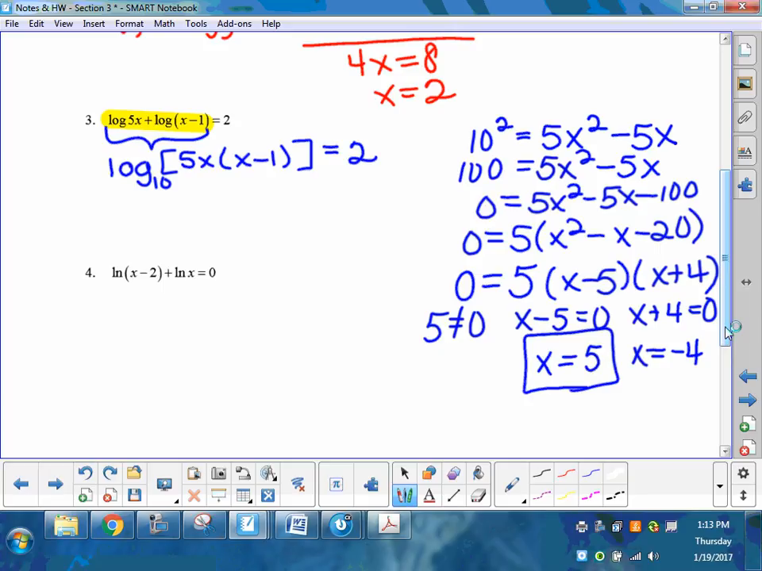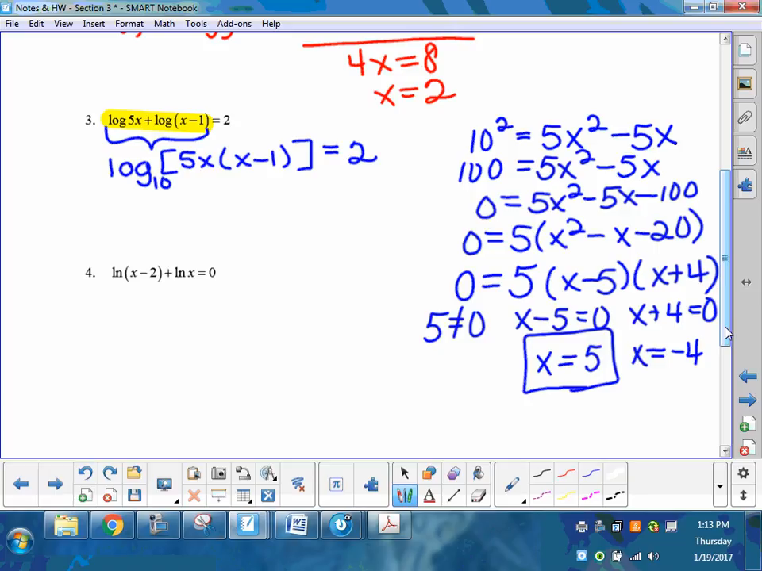This would be 5 times negative 4, so this argument is negative. We've got negative 4 minus 1. That's negative 5, so that argument's negative. And when you multiply them, what do you get? Positive. That's where extraneous solutions come from.